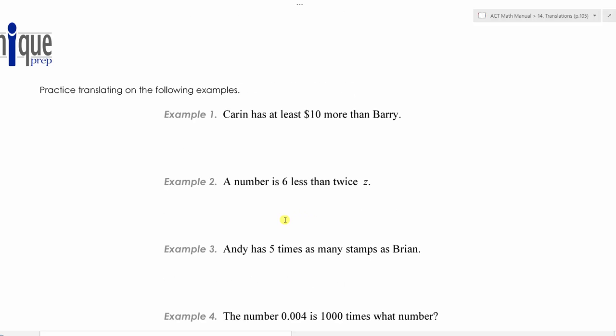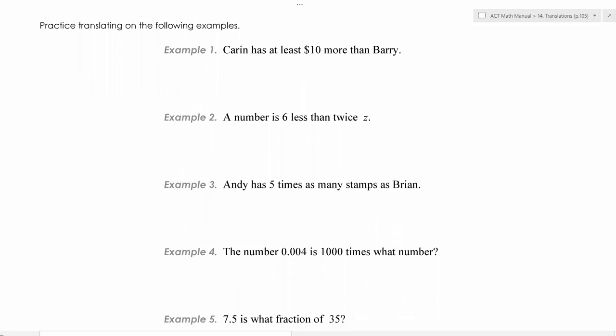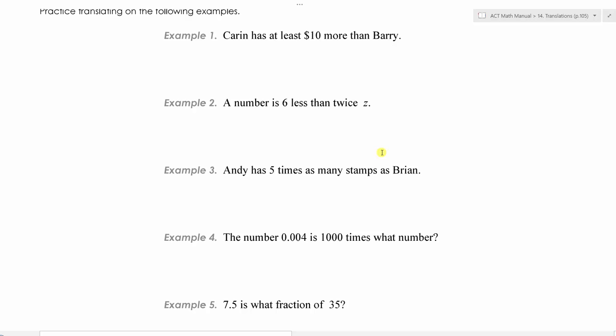I would, if I were you, run through at least 1 through 5 right now. If you're very confident with translation, you can just go ahead and run through all of them if you would like.